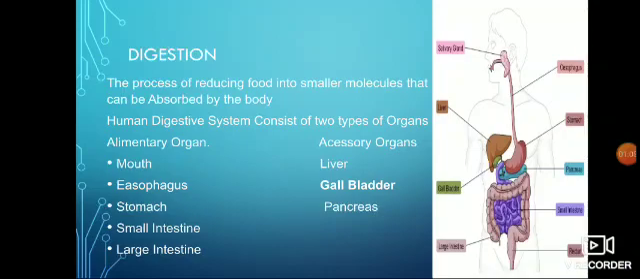Then accessory organs. These are the organs through which the food doesn't directly pass, but they produce some enzymes which help in digestion of food.